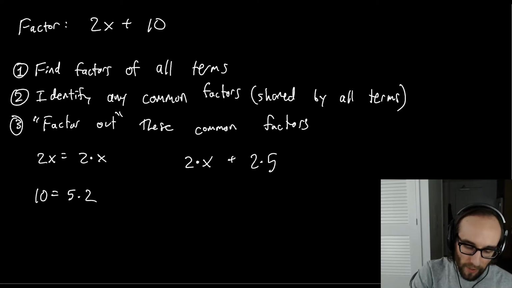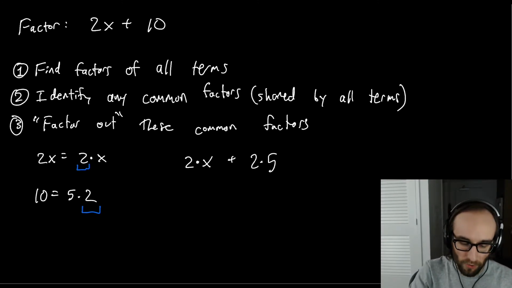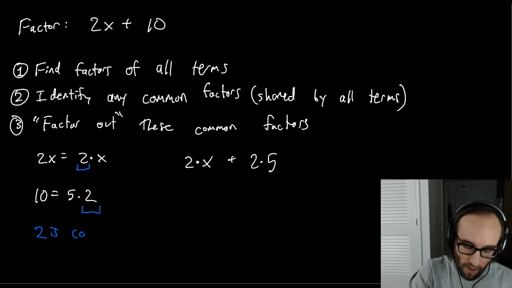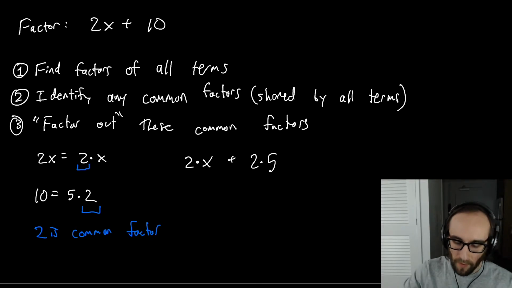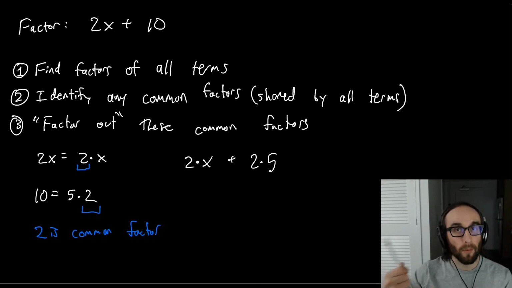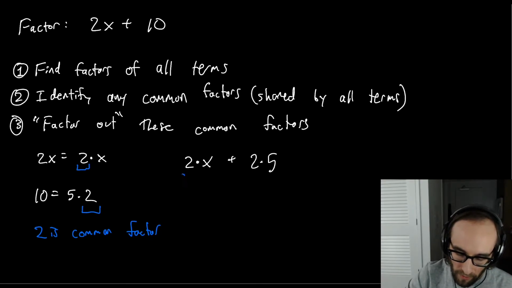And then we're identifying any common factors. So notice that for the 2x, we have a factor of 2. For the 10, we also have a factor of 2. So 2 is a common factor. So what this means is finally, number 3, we're going to factor out the 2. So we take our 2.